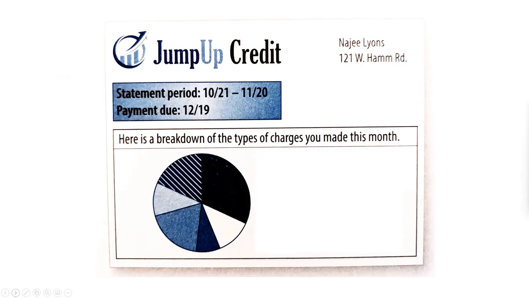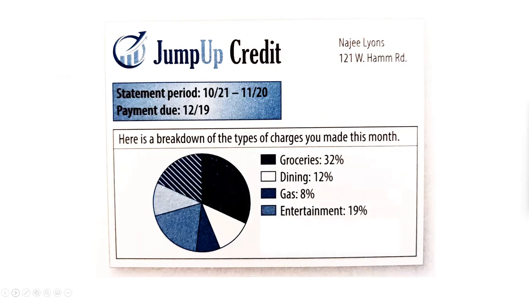Spending habits is something that jumped in there. Credit card charges. I love it. Now let's take a closer look. I'm going to release information one by one so we can really point out and break down. 32% groceries. Robin says somebody wants my money. I love it. 12% dining, 8% gas, 19% entertainment. Shopping is 11%, and 18% miscellaneous.